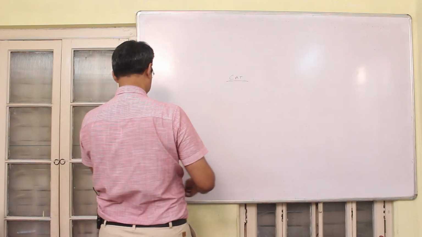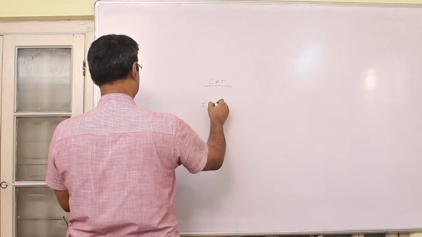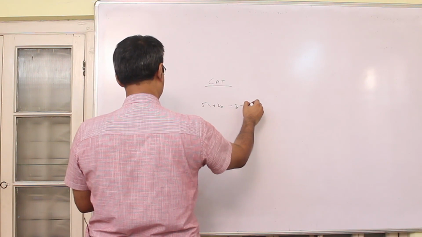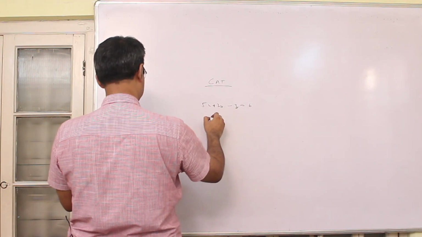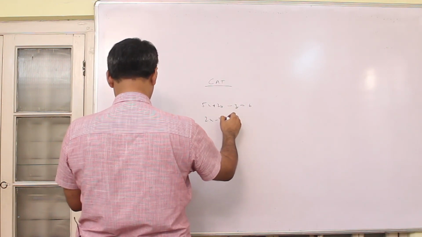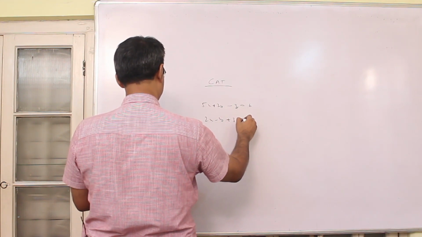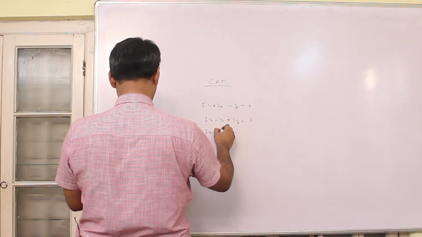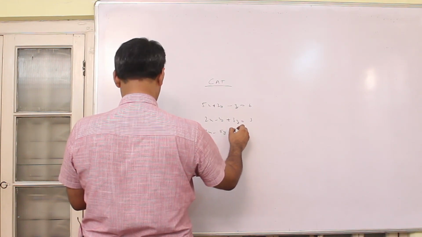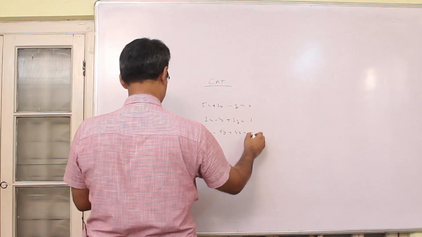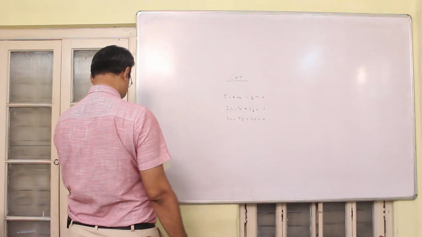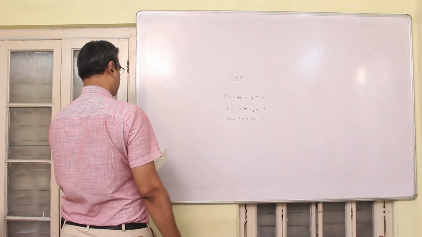Speaking of three variables, suppose the three equations are like this: 5x plus 2y minus z equal to 6, 2x minus 4y plus 3z equal to 3, 3x minus 4y plus 4z equal to 5. Suppose these are the equations.